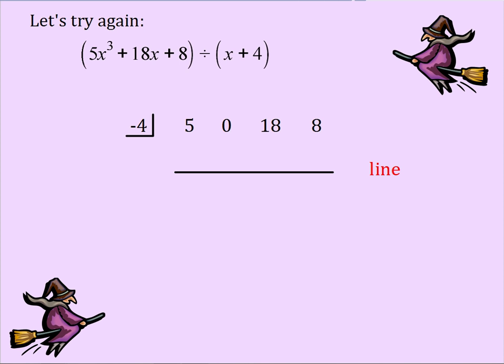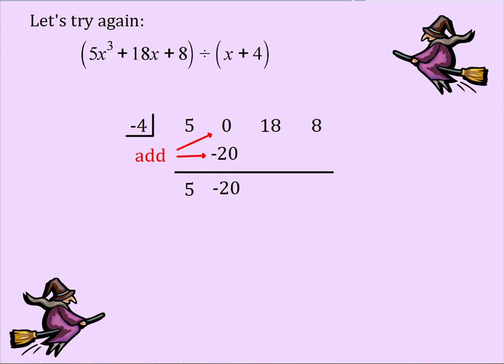I'm going to put my line underneath all my coefficients, and I'm going to bring my first coefficient straight down under the line. Then I'm going to multiply that number by A. Negative 4 times 5 gives me negative 20, and I'm going to write that product underneath my next coefficient to the right.